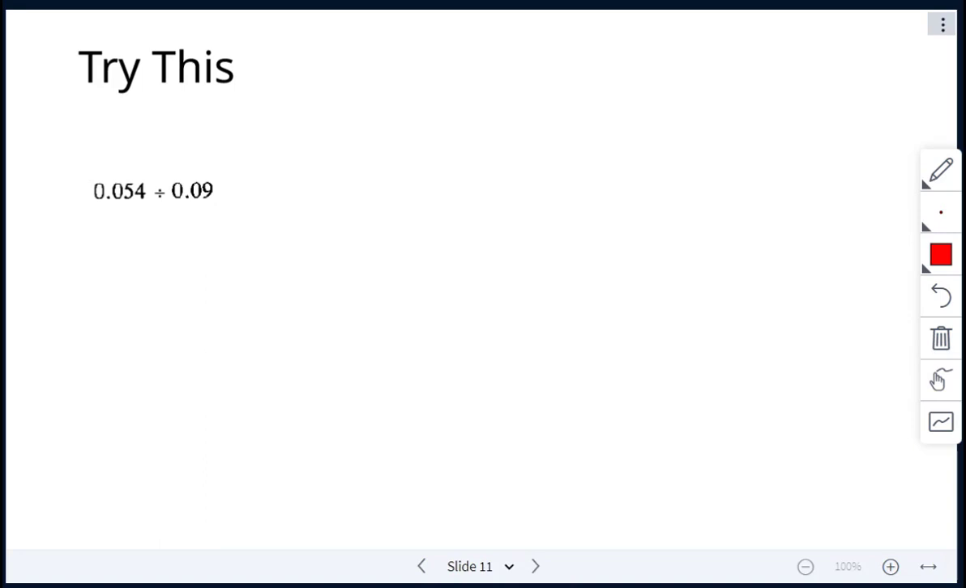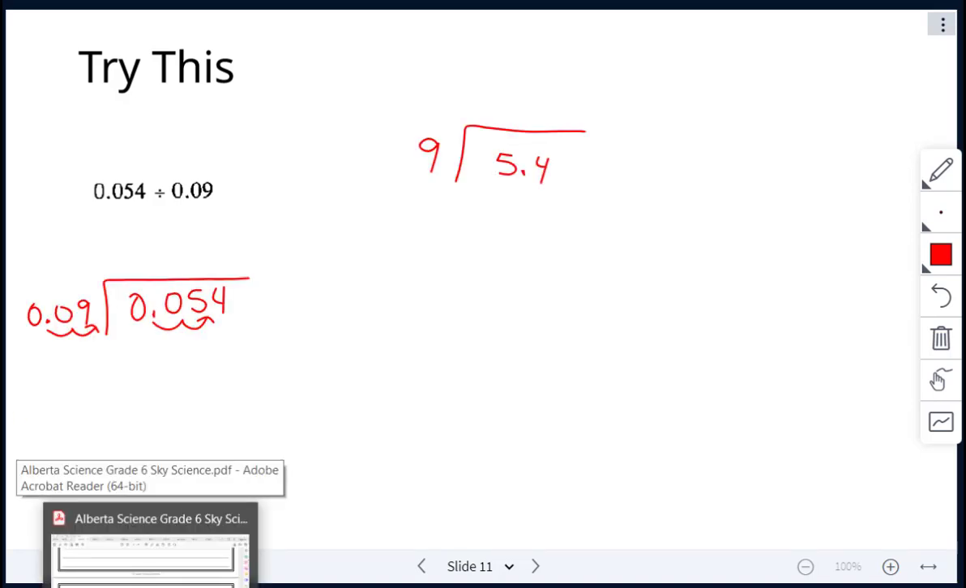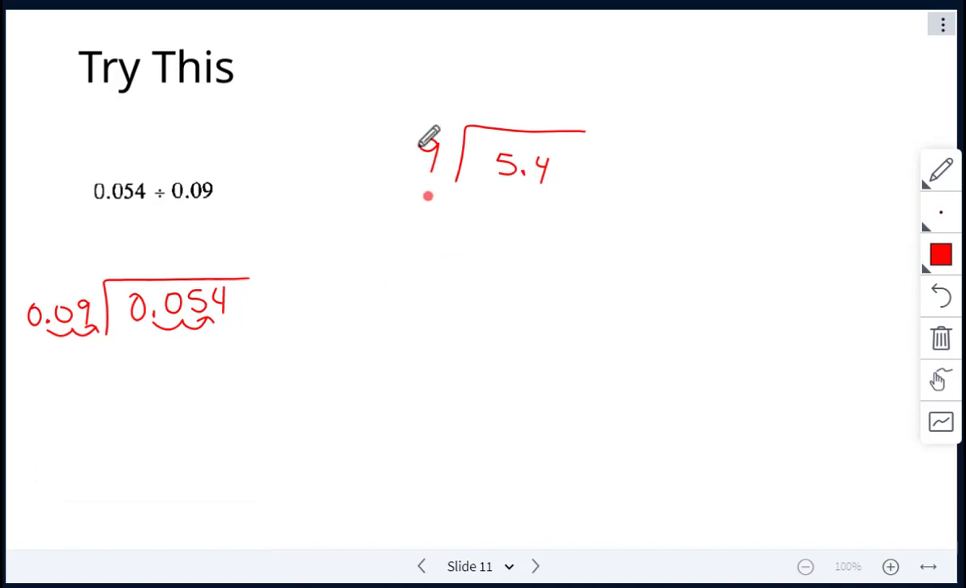Okay, so here we have another division question, so let's give this one a try. So just finishing this up then. So we have 9. It doesn't go into 5, so we'll just put a 0 here. And we'll put our decimal place right here. But 9 can go into 54. 9 times 6 gives me 54. And then we don't have any remainder left. So the answer is just 0.6.